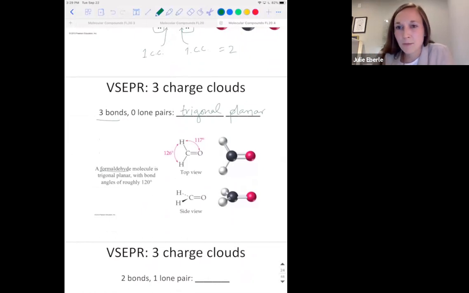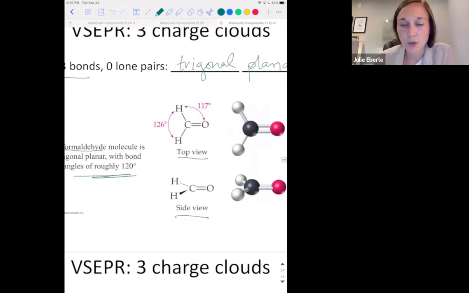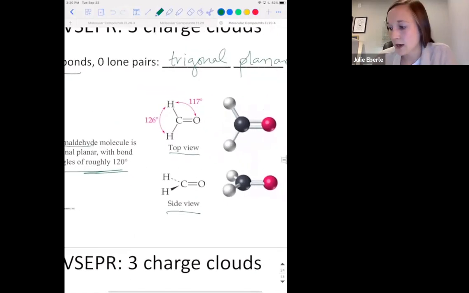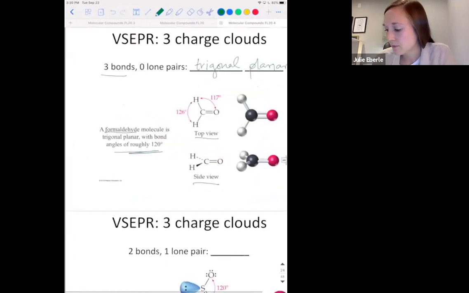You have a carbon with 2 hydrogens and an oxygen, okay? Now they're roughly 120. What's the farthest apart you could spread these 3 bonded atoms? It's about 120 degrees, okay? And so that's what this is saying over here, roughly 120 degrees spread out around the carbon. So this first one up here is a top view, and then we have a side view. Remember, those dashes and wedges are trying to indicate 3 dimensions. All right, so that's trigonal planar.